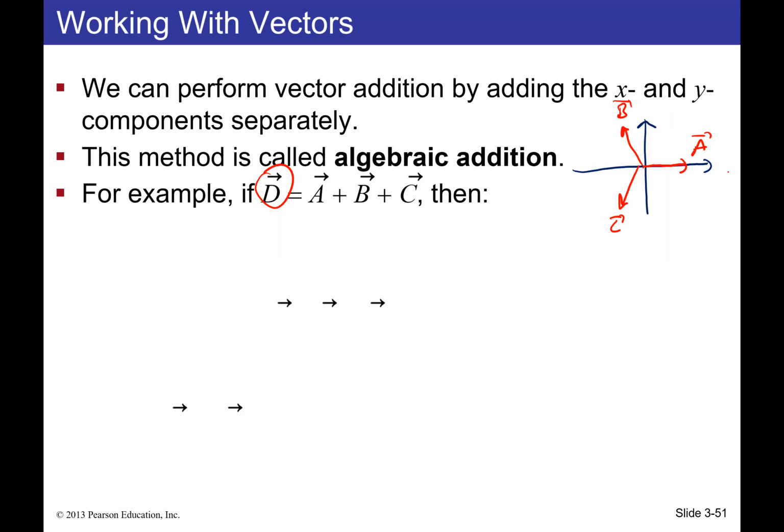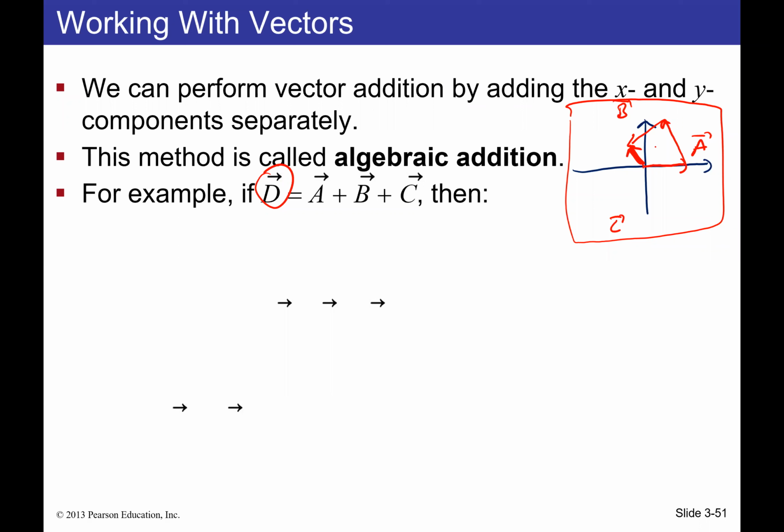Well, the way we approach this type of problem would be to first do a diagram like this, so we can see what we're dealing with. You can even then use the tip to tail method to find the resultant vector D. If you do A plus B plus C, you move B right here, and then you move C like here, and then you can see this is your resultant vector.